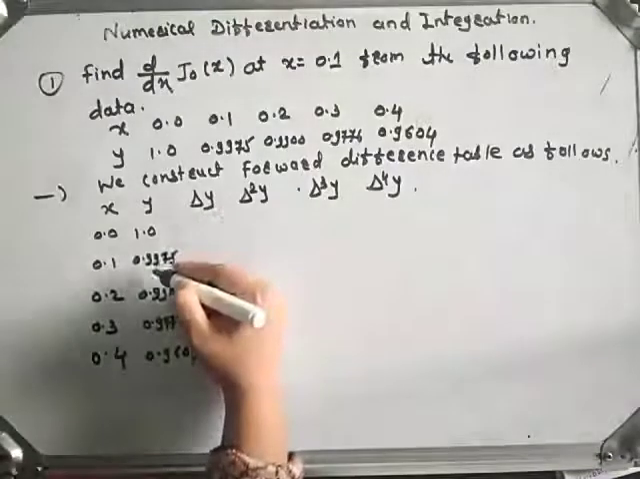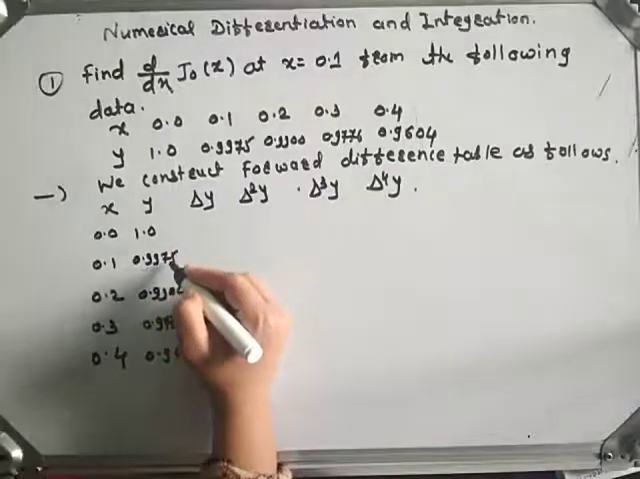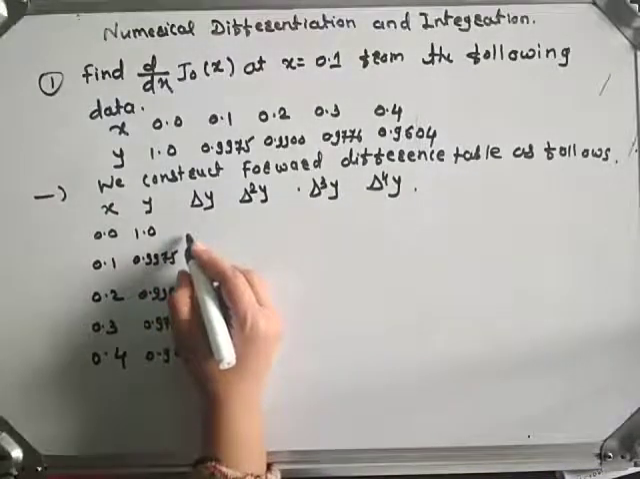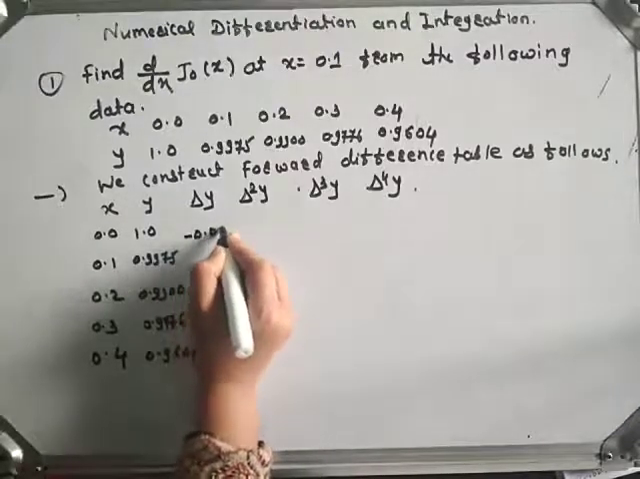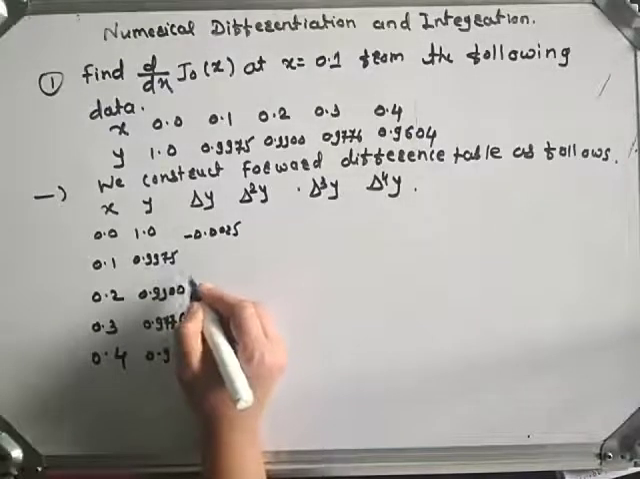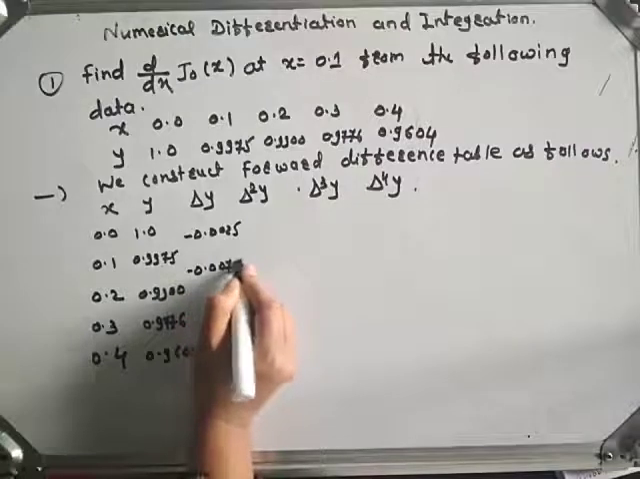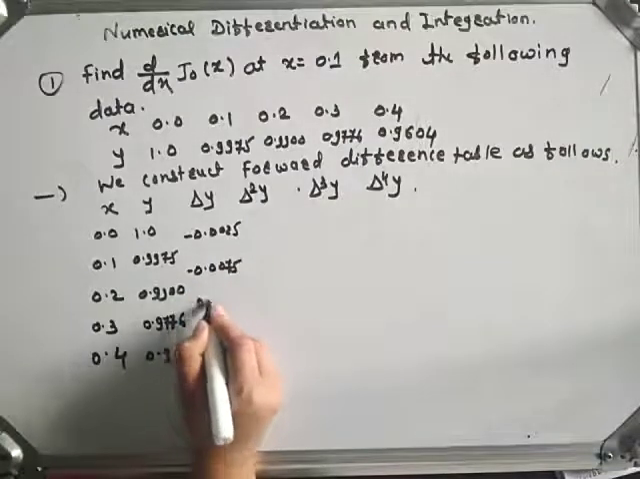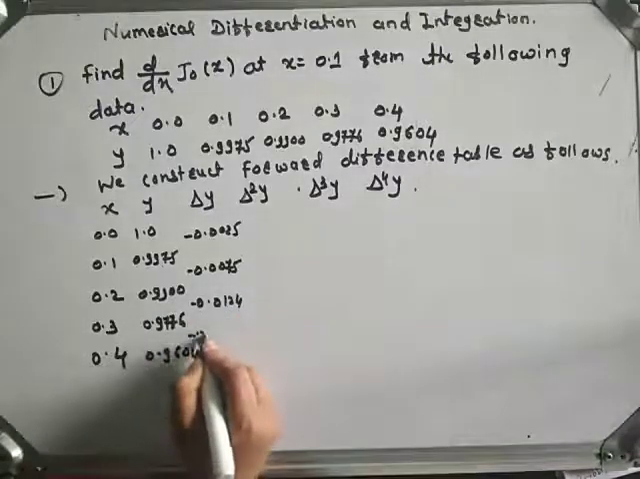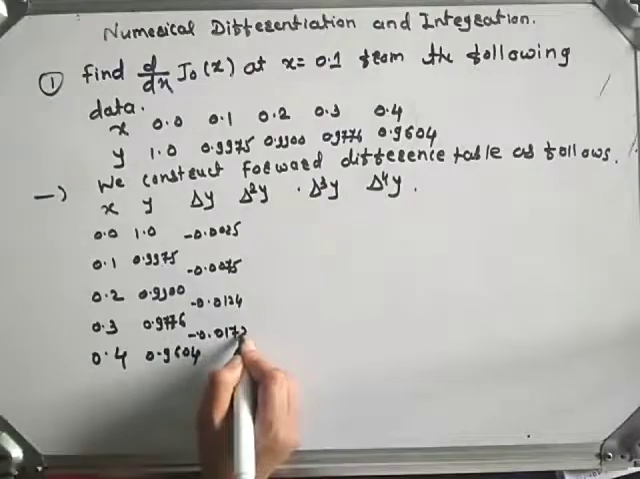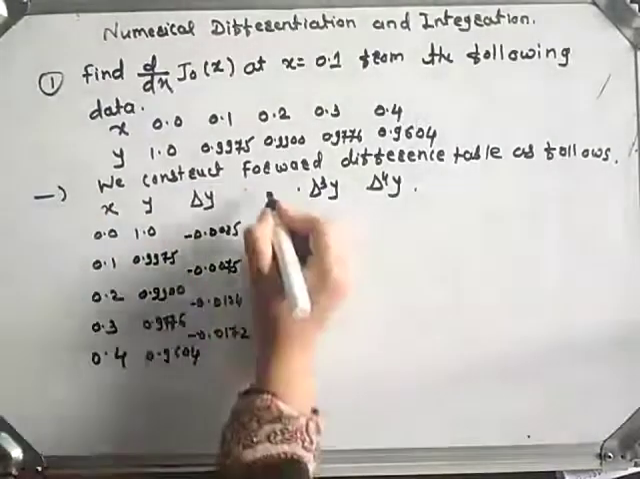First order differences means 0.9975 minus 1.0 is minus 0.0025. Calculate these values on a calculator. This is minus 0.0075. This is minus 0.0124. Here is minus 0.0172. Okay. Now calculate delta square y.